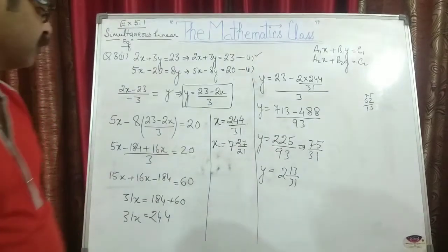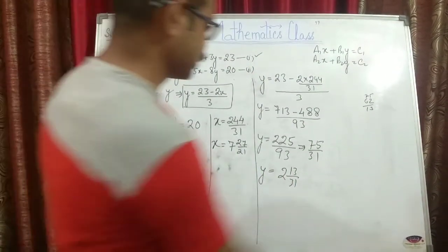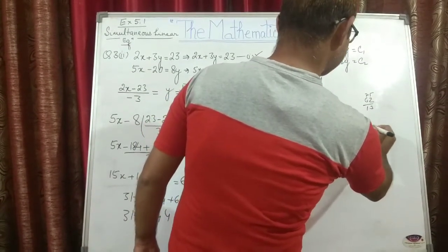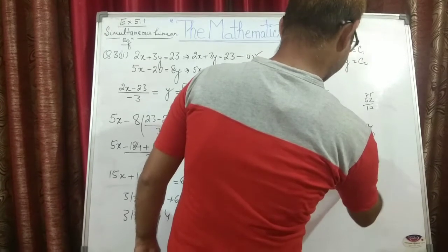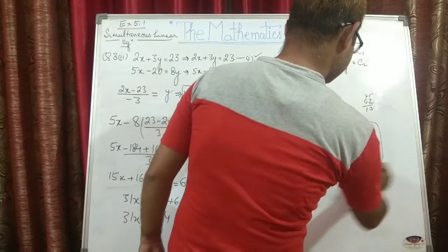So we got the value of y as 2 whole 13 upon 31 and x is this. So final value is x is equal to 7 whole 27 upon 21 and y is equal to 2 whole 13 upon 31.